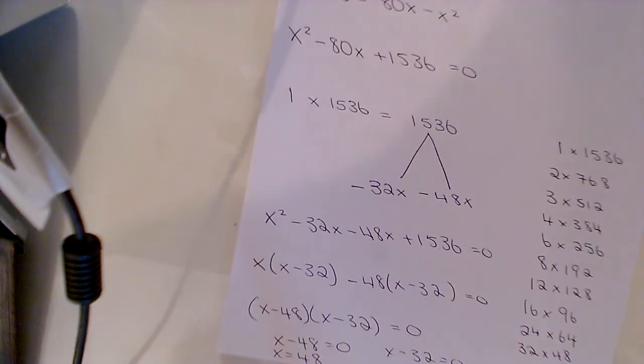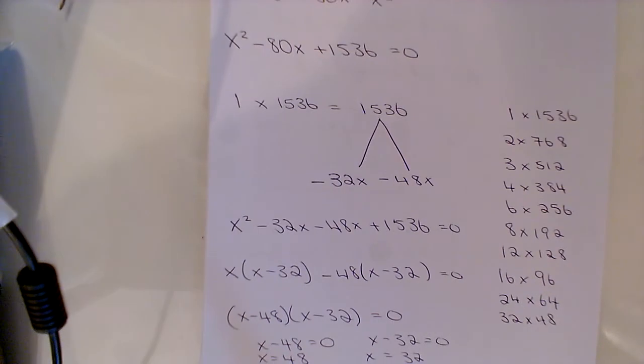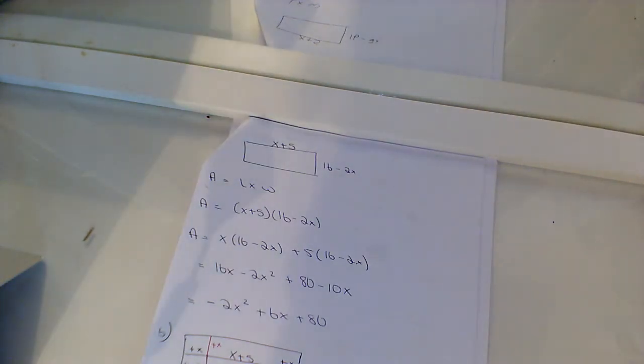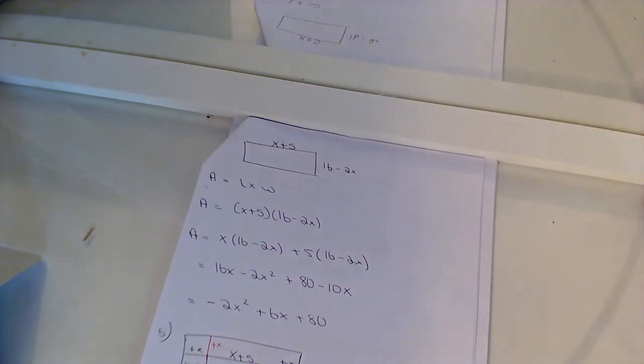For question 6 here, I have a rectangular garden has dimensions of x plus 5 meters by 16 minus 2x meters. It is surrounded by a path of constant width of x meters. The area of the path is 67.5 meters squared. First of all, I'm asked to find the area of the garden in terms of x.